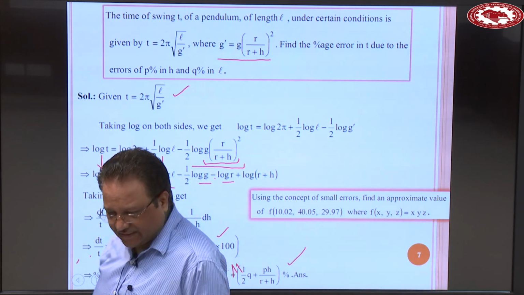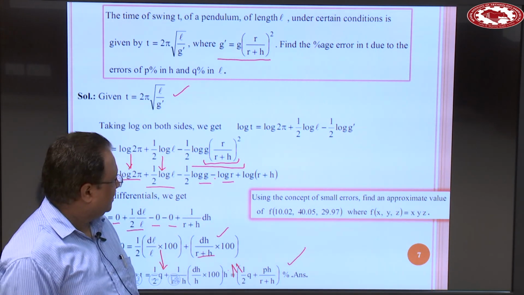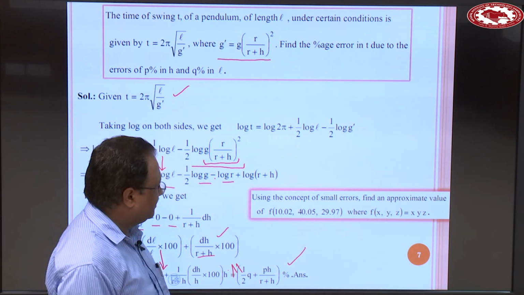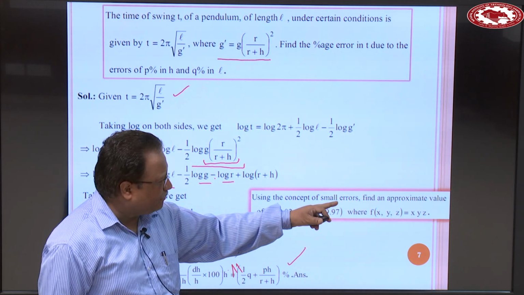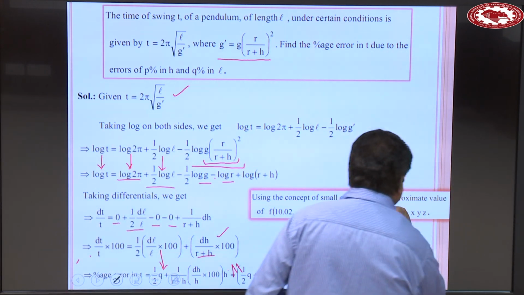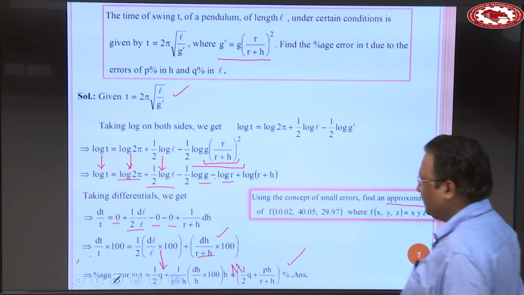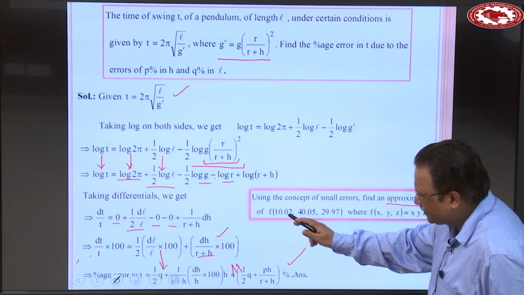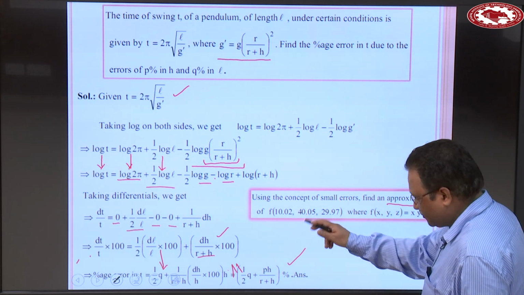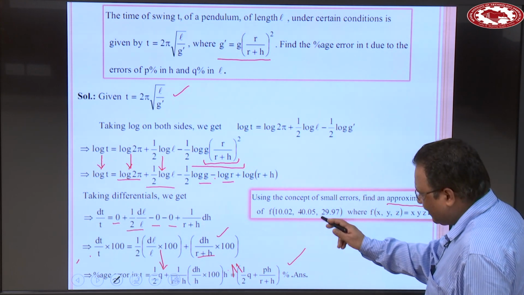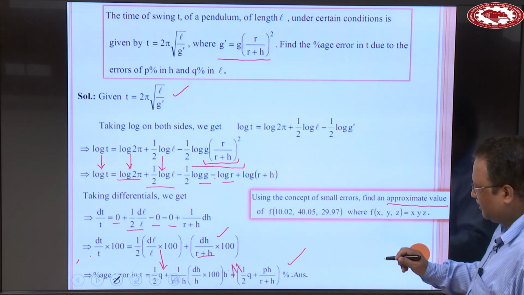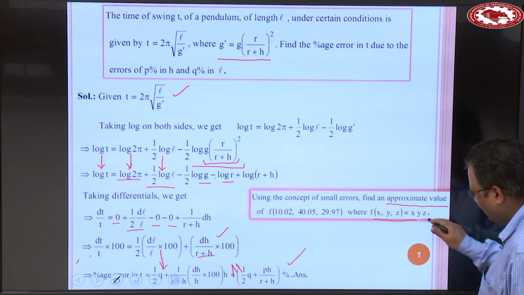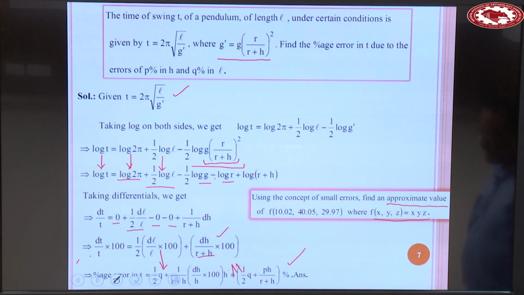Now, this next question is also interesting. Using the concept of small errors, find an approximate value. Here we have to calculate the approximate value of this function f(10.02, 40.05, 29.97). This function is defined by the formula f(x,y,z) is equal to x into y into z.